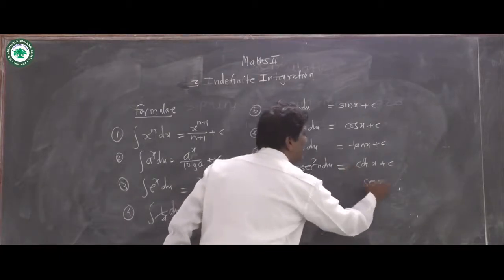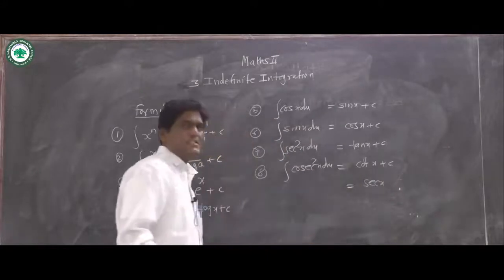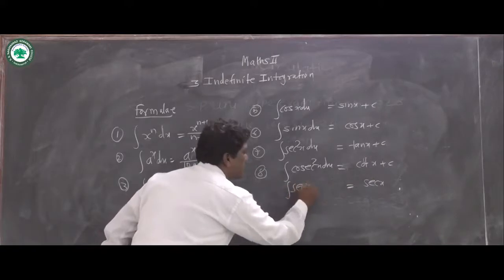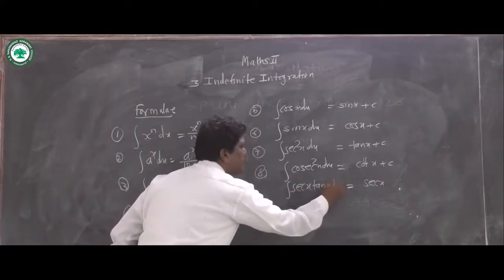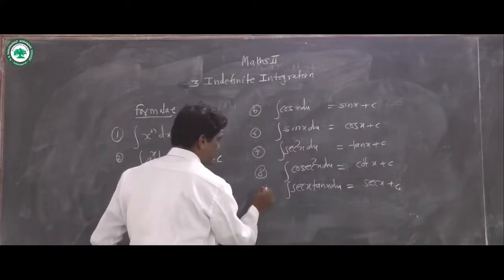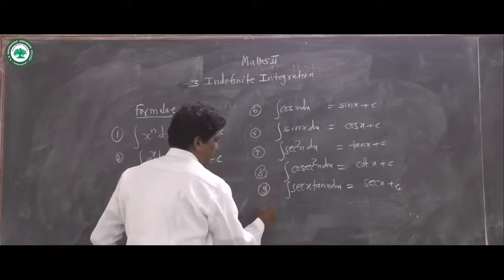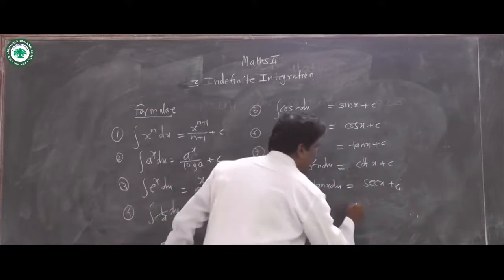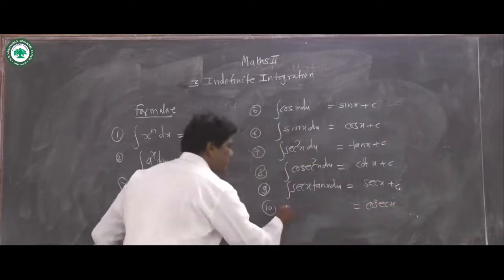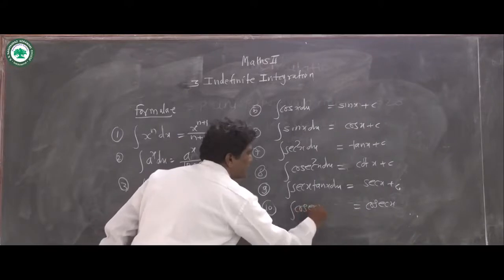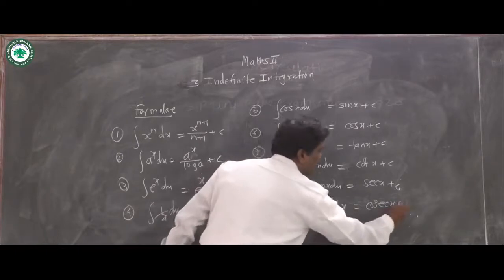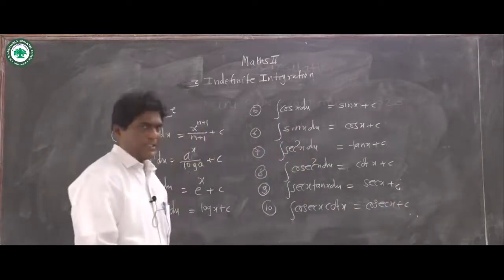Now tell me the derivative of sec x. Derivative of sec x is sec x tan x, and therefore integration of sec x tan x dx is equal to sec x plus constant of integration. Now what is the derivative of cosec x? Derivative of cosec x is minus cosec x cot x. So integration of cosec x cot x is equal to minus cosec x plus constant of integration.